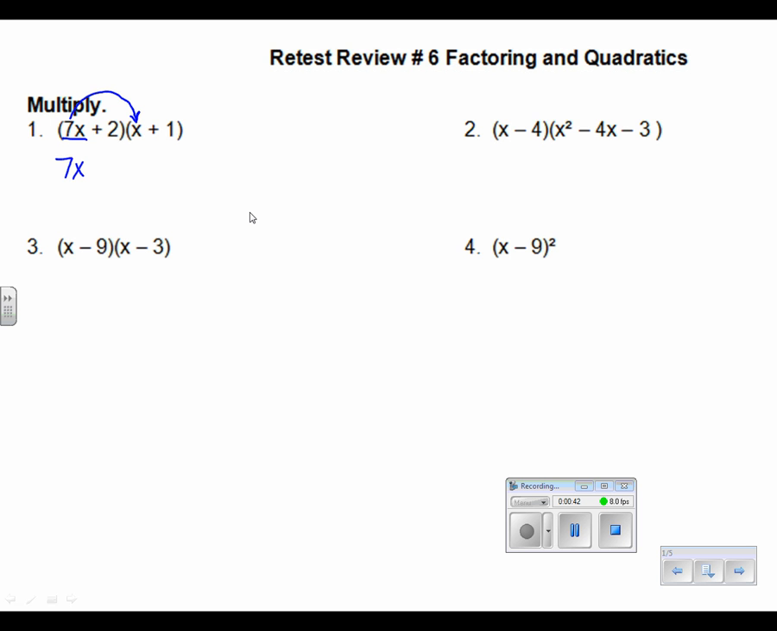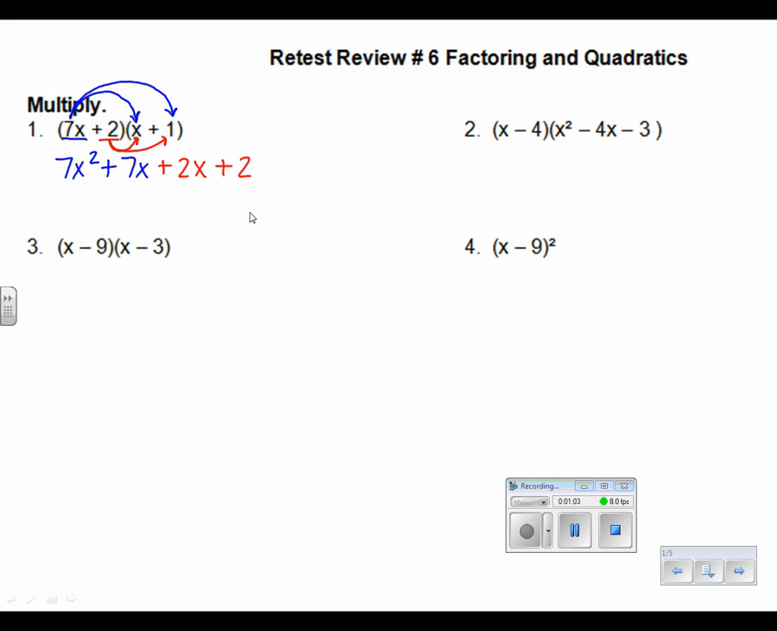Number 1, I'm going to multiply this first term, 7x times the x in the second polynomial, and I get 7x squared. I multiply 7x times the second term, which is a 1. 7x times 1 is 7x. Now I multiply my second term times both of those terms. 2 times x gives me 2x, and 2 times positive 1 gives me plus 2.